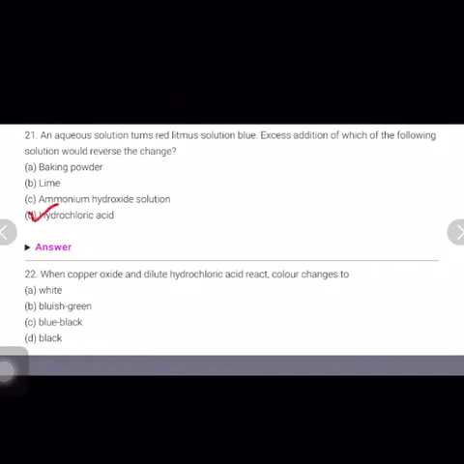Next question is, when copper oxide and dilute hydrochloric acid reacts, the color changes too. So when copper oxide and HCl reacts, the color changes to B part, bluish green, because the blue-green color of the solution is due to the formation of copper chloride.